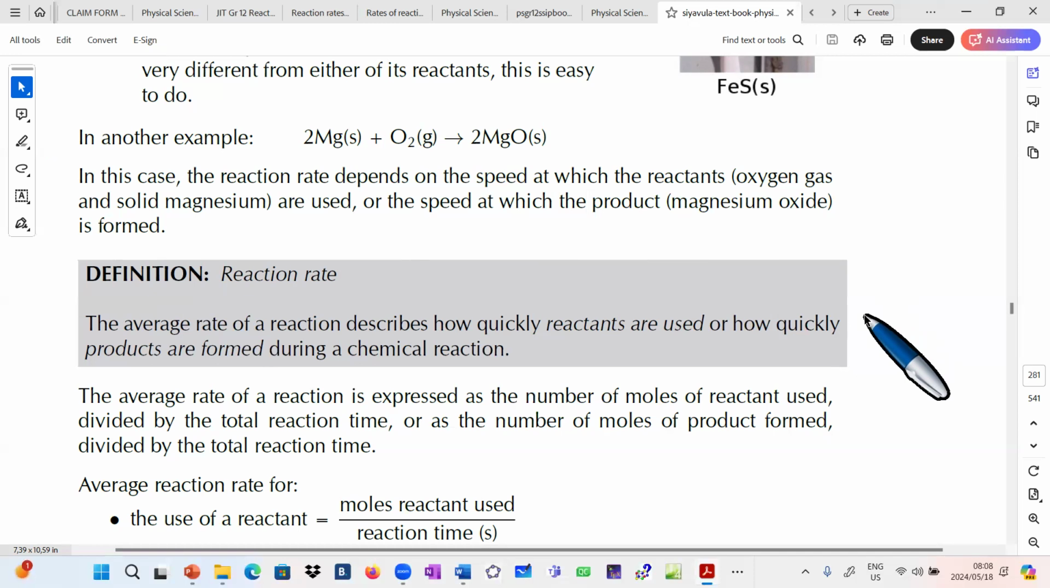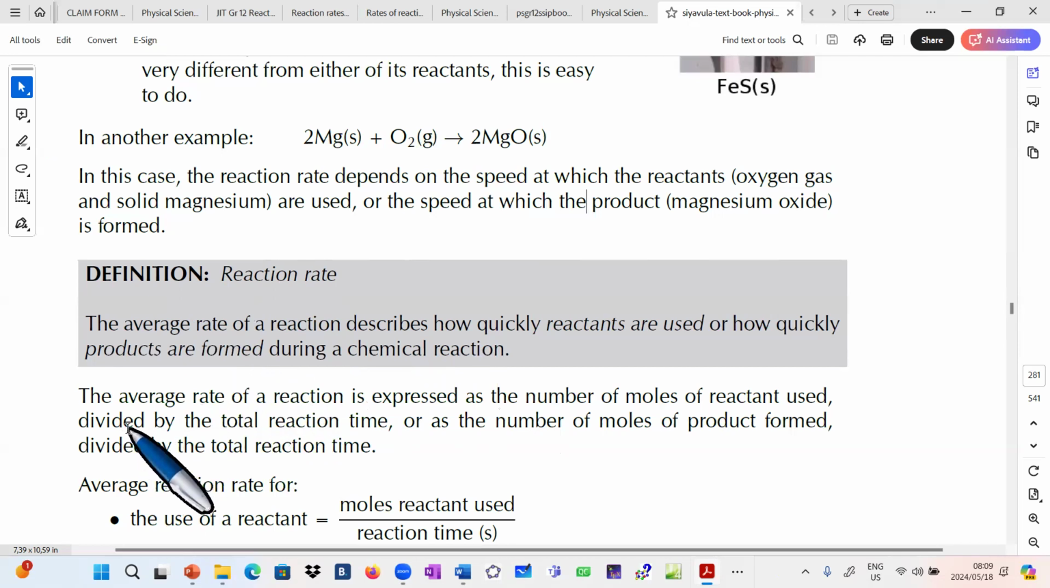Now, there are a couple of things that are at the center of operations, but something very key is the notion of what I call the reaction rate, the definition as a fundamental concept. Let's look at the definition, as you'll be looking at past exams and you'll be expected to know how to define it. At this point, what do we mean by reaction rate? Let's define that together. Reaction rate means the average rate of a reaction, which describes how quickly reactants are used or how quickly products are formed during a chemical reaction. We repeat: the average rate of reaction describes how quickly the reactants are used or how quickly the products are formed during a chemical reaction.